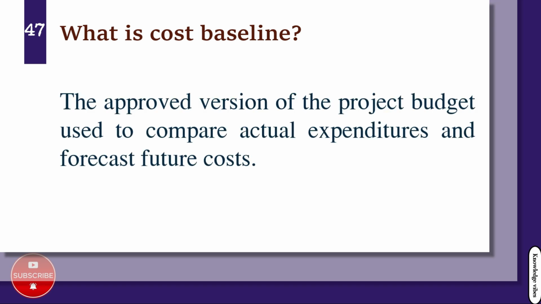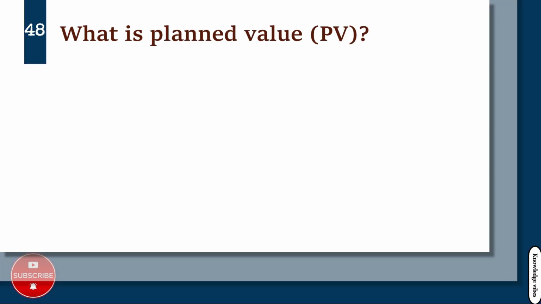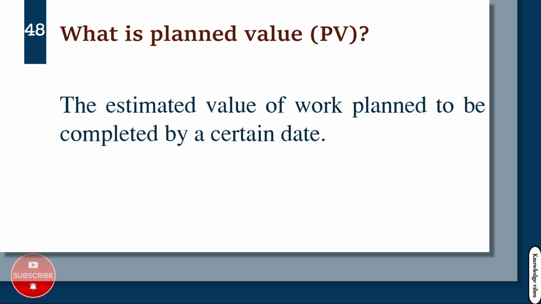What is cost baseline? The approved version of the project budget used to compare actual expenditures and forecast future costs. What is planned value, PV? The estimated value of work planned to be completed by a certain date.